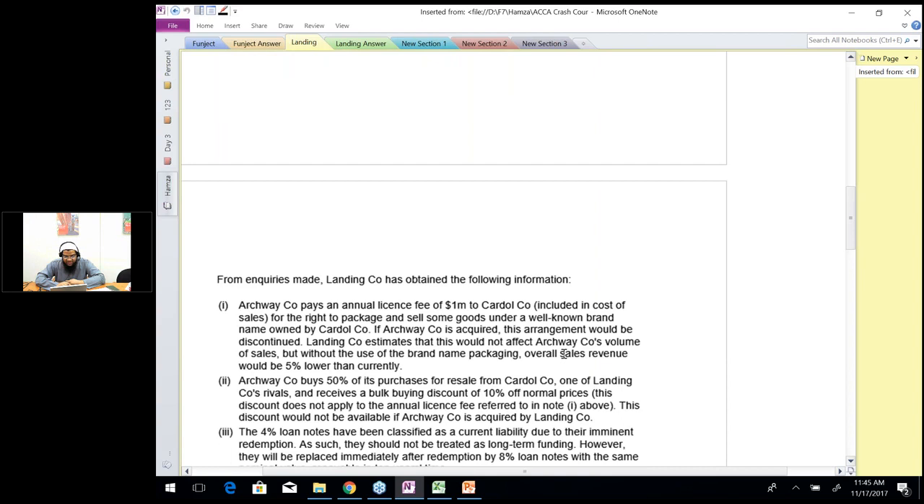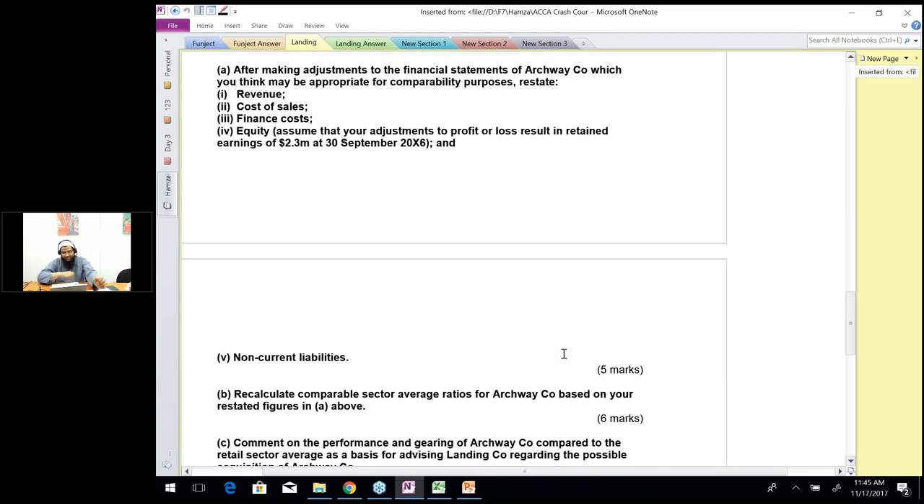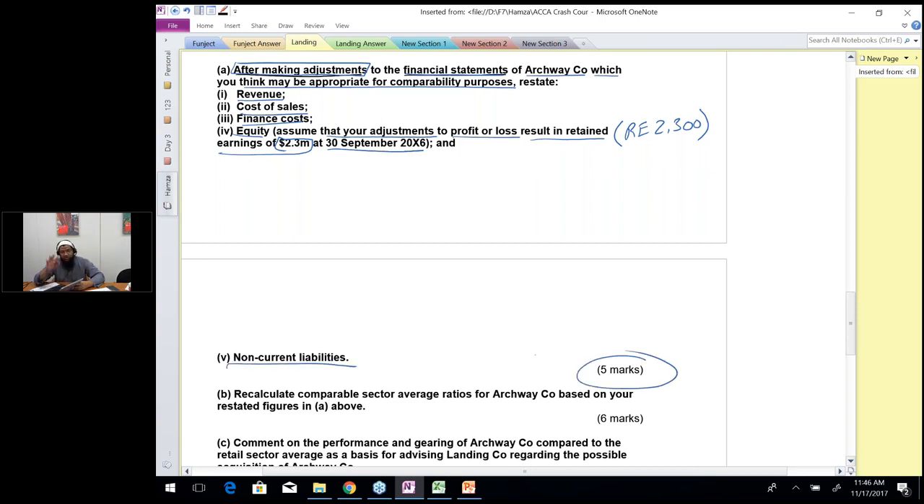Now let's start from the requirement and see what exactly we are required to do. The question says that after making any adjustments, first we have to adjust the financial statements of Archway Company, which you think may be appropriate for comparability purposes. Restate the revenue, cost of sales, finance cost, and equity. And for equity, assume that your adjustments to profit or loss resulted in retained earnings of 2.3 million. So we are going to assume that retained earnings is 2,300,000 at 30th September 2006. And we have to calculate the non-current liabilities for 5 marks. So 5 values for 5 marks, which are comparatively easy marks.